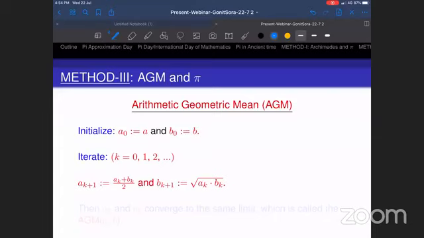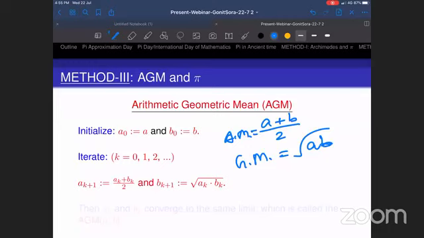We know the arithmetic mean of two numbers, (a plus b) by two. This is the arithmetic mean. Then there is a geometric mean. What is the geometric mean? Square root of ab. Now you go on taking the arithmetic and geometric mean of these numbers successively.